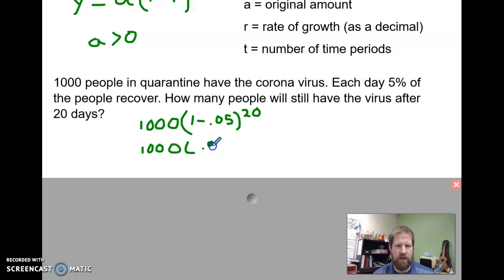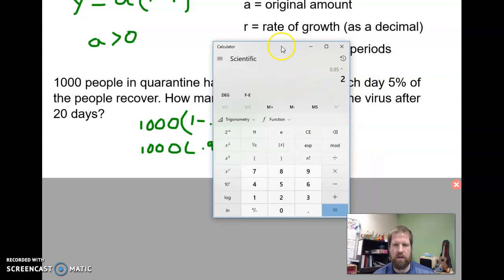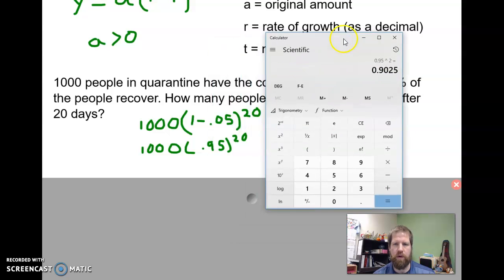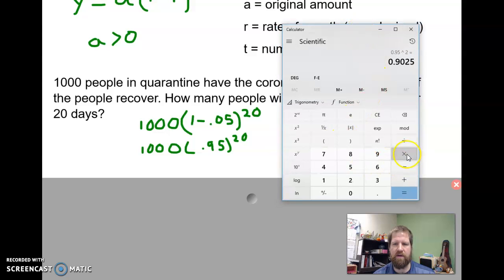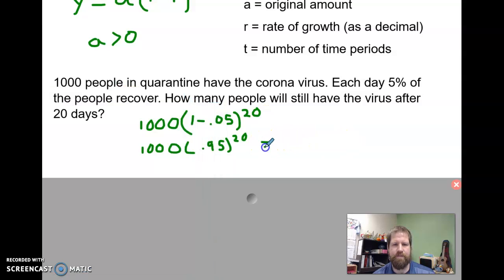So I've got 1,000 times 0.95 to the 20th. Take our calculator. 0.95 raised to the 20th gets me 0.9025. Multiply it by 1,000, and we get 902 people are still infected, and one person's halfway there. Okay, and that's my answer.